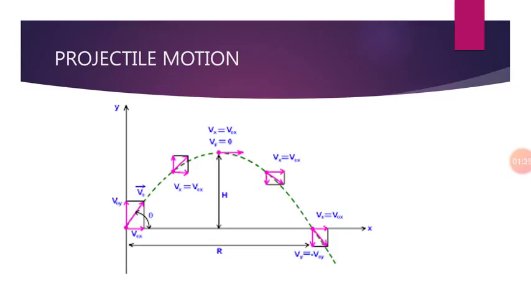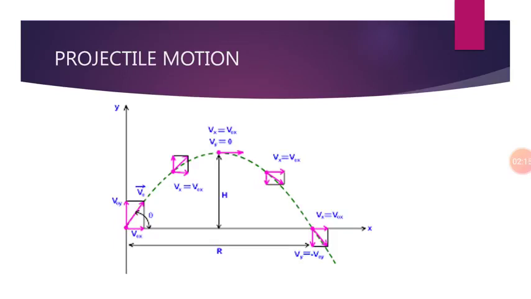Now, as the vertical component of velocity starts decreasing because of the vertical downward gravitational acceleration, at the highest point of the projectile with respect to the ground or with respect to the horizontal x-axis, and that highest point is indicated by the height h, the vertical component of velocity becomes equal to 0, while at that point the horizontal component of velocity is equal to the initial horizontal component of velocity v0x, because the horizontal component of velocity remains constant throughout the projectile motion.